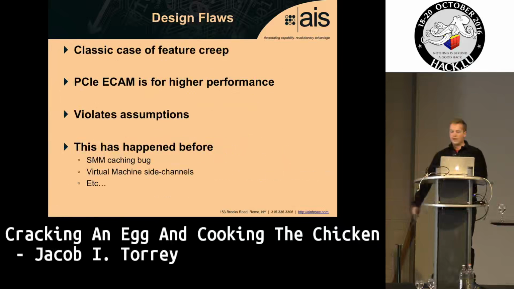So why is this the case? It's feature creep, basically. They kept adding more features and then didn't look at how that might have gone back and changed some of the earlier assumptions. So the eCam is for higher performance, and obviously platform manufacturers always want to sell things that are faster and newer, and they don't necessarily look at how that might impact previous assumptions. This happens all the time. There's the SMM caching bug, the virtual machine side channels, etc.